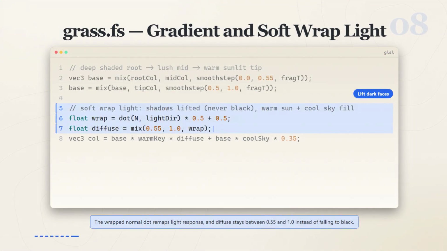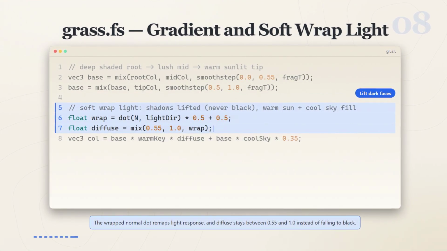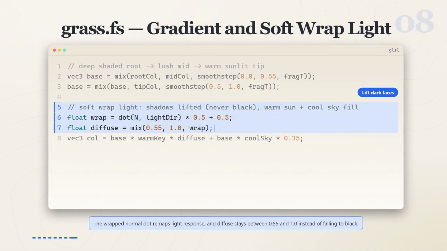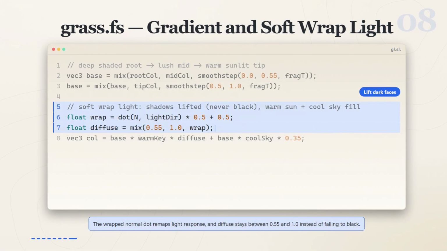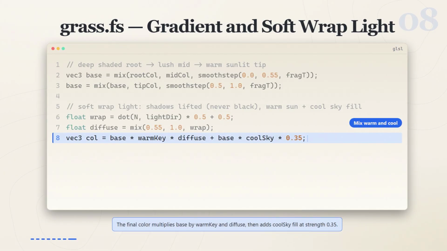Next, the wrapped dot product remaps lighting from -1 to 1 into 0 to 1. Diffuse, therefore, stays between 0.55 and 1, keeping shaded faces readable. The last line combines a warm key with a smaller cool sky fill. Add stable tint jitter before this lighting, when you need hand-painted variation.